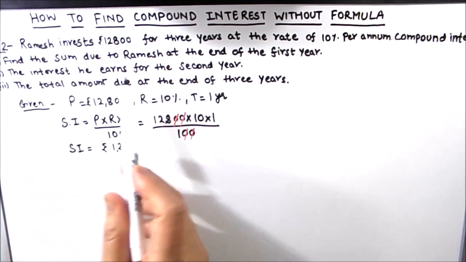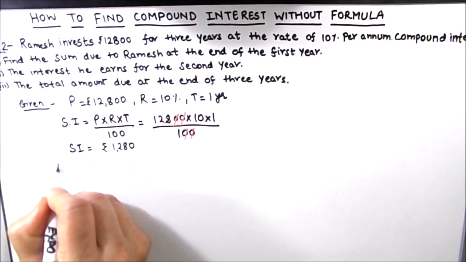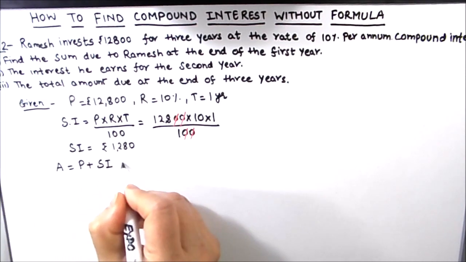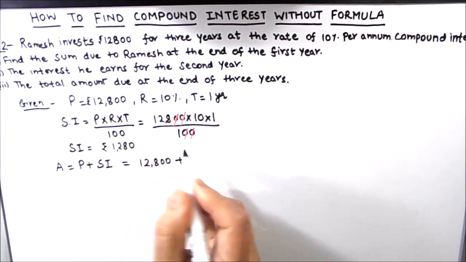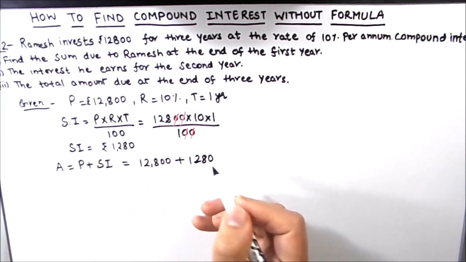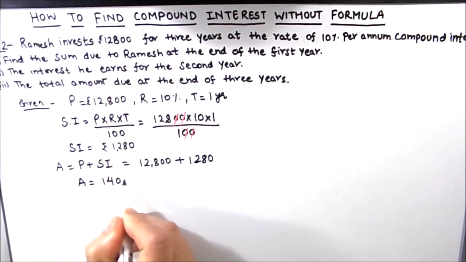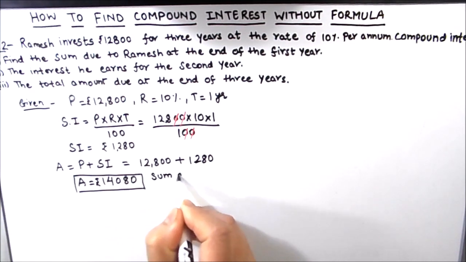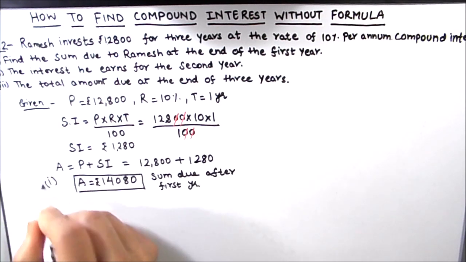Now we need to find the sum due to Ramesh at the end of first year. Sum will be the amount which is due. So amount will be principal plus simple interest. So here principal amount is 12,800 plus interest we just calculated, which is 1,280. So amount due after first year is 14,080 rupees. This is the amount or the sum due after first year. This is the answer for the first one.